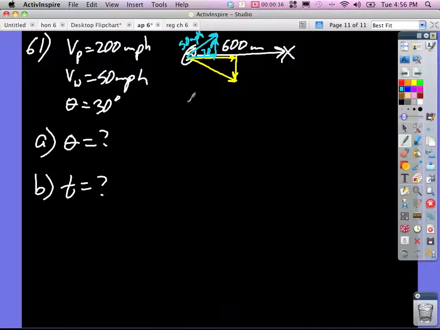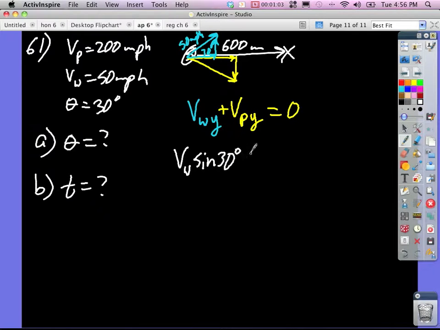So basically the velocity of the wind in the y plus the velocity of the plane in the y has to equal 0. Okay, and so the velocity of the wind in the y is going to be the velocity of the wind times sine 30 degrees, and that's going to be a minus.